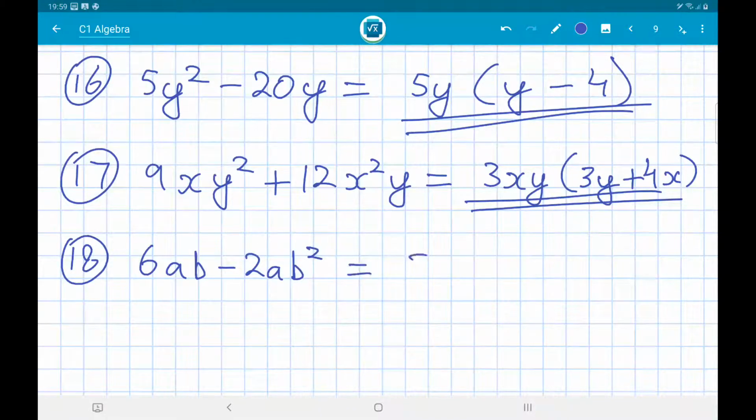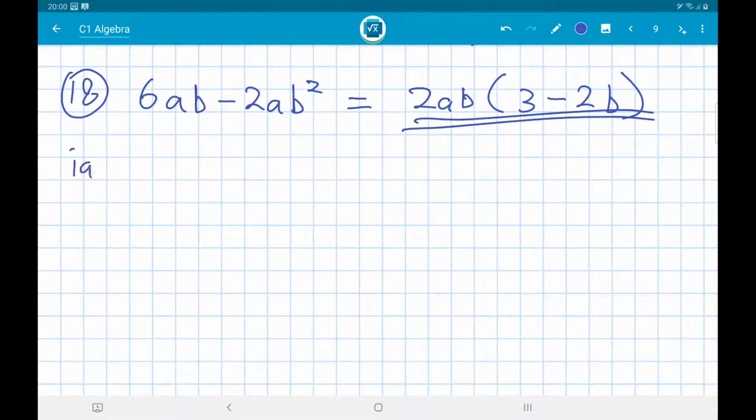18, 6ab minus 2ab squared. And simplifying that one, you take 2ab on the outside actually. 3 minus 2b. Yes.